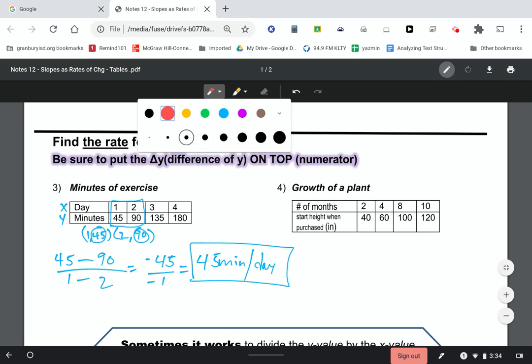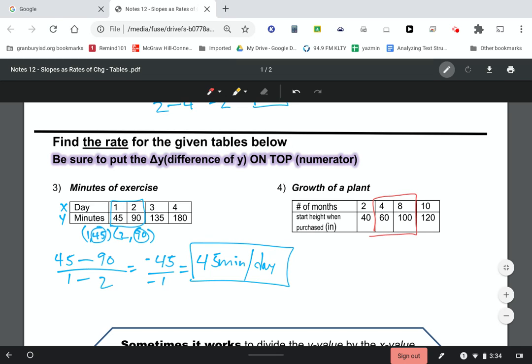All right, then hopping on over to this one, the growth of a plant on number 4. Again, you can just pick any two ordered pairs. It does not matter. I'm going to pick the two middle ones right here. So again, if you need to rewrite it as an ordered pair, if it's more helpful for you, then go ahead and do that. So I'm going to do my circle, circle, dash, line, dash. So I have 60 minus 100, and I have 4 minus 8.